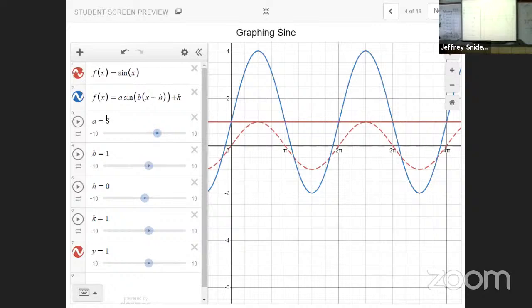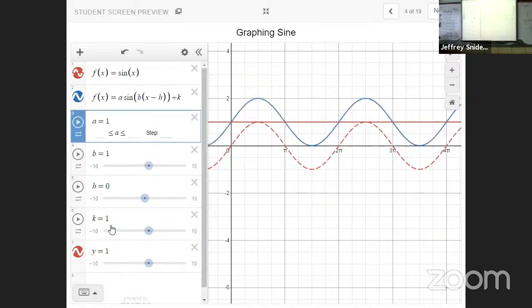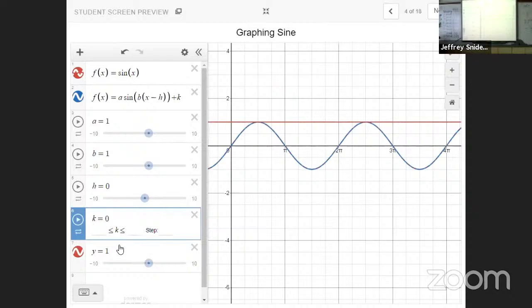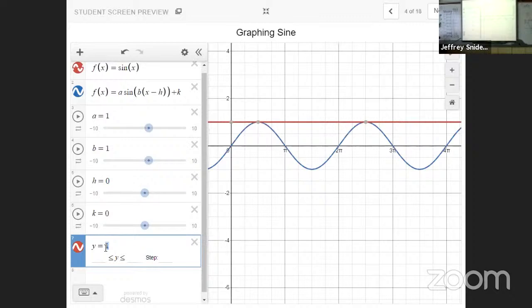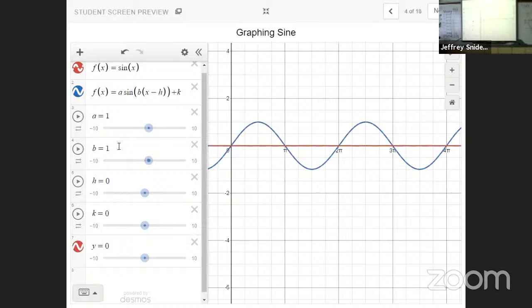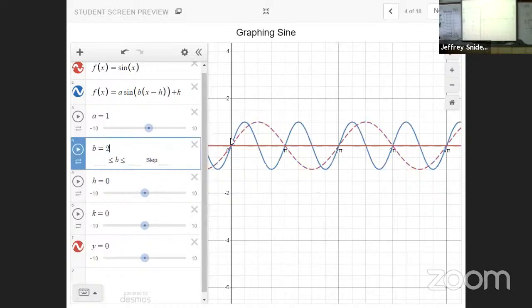All right, what did the value of B do? It condensed or stretched it. Let's go ahead and look at the value of B. So here's our original function. If I make B 2 all of a sudden, we notice that the graph gets smushed this way. It's called a horizontal compression. The cycle from here to here used to take 2 pi radians. Now it's taking pi radians.